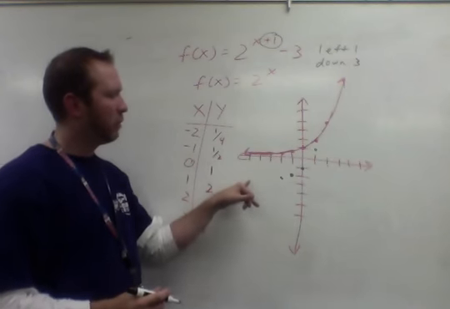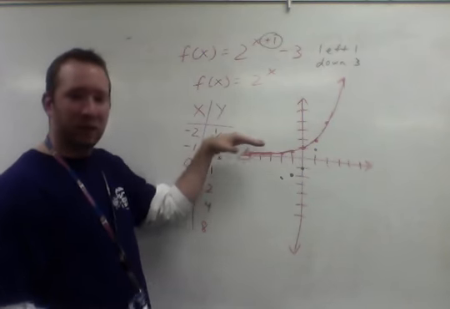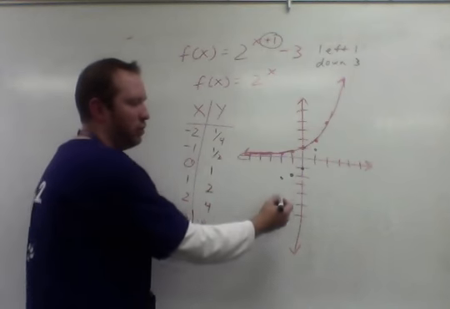Okay. The big thing with this is that that horizontal asymptote was at 0. When I shift it down 3, what I'm going to have is a new asymptote.